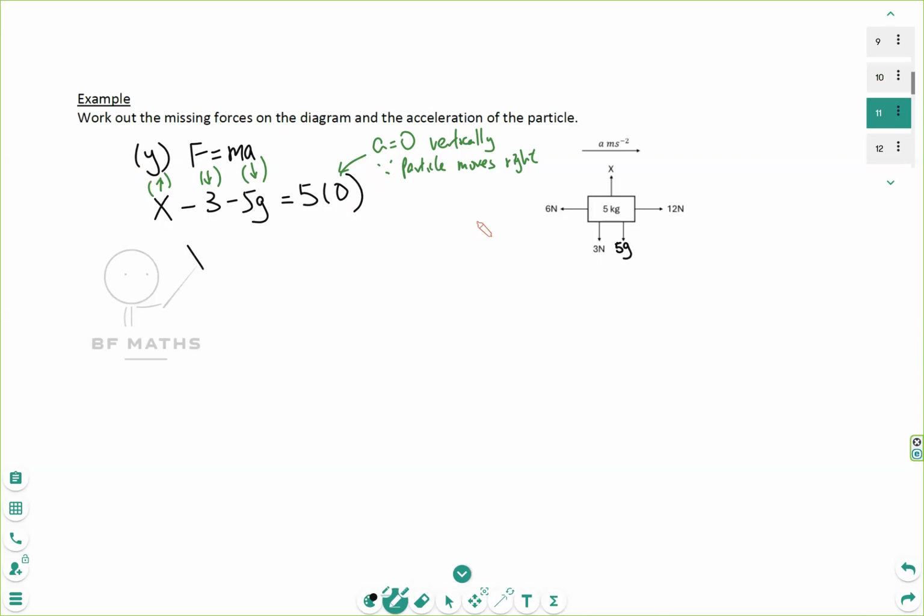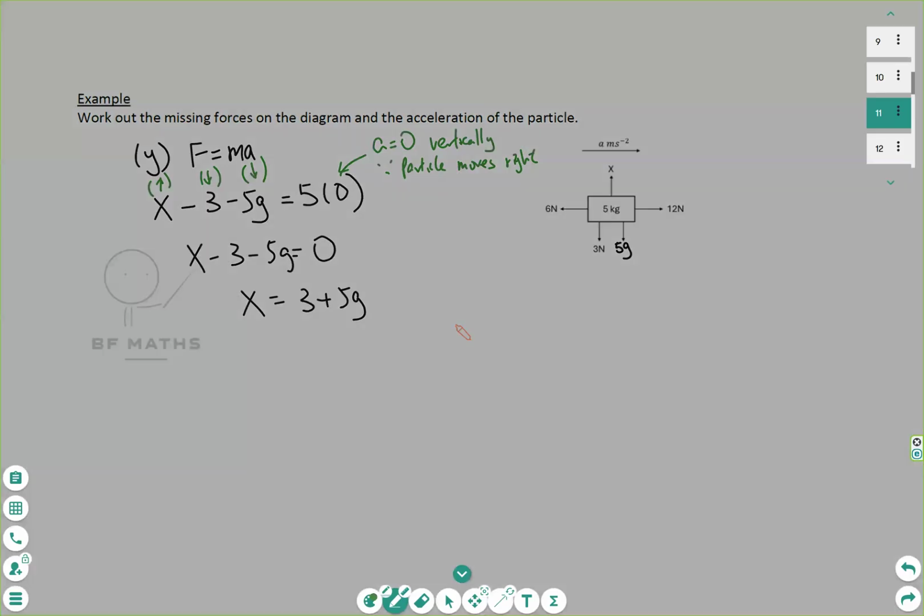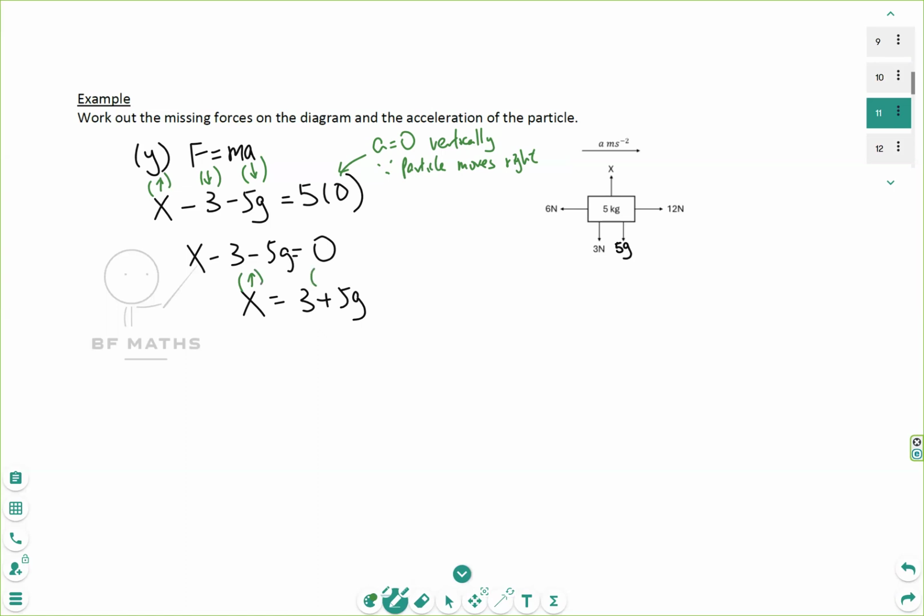So you can do x minus 3 minus 5g equals 0. If I rearrange it, x equals 3 plus 5g. Essentially, you can write up equals down, which makes sense because if the particle is not moving up or down, then surely the forces pointing up should equal the forces pointing down. That also comes from the formula F equals ma. So on the y-axis, because the particle is not moving up or down, you can write the upward forces equal the downward forces because they're balanced.